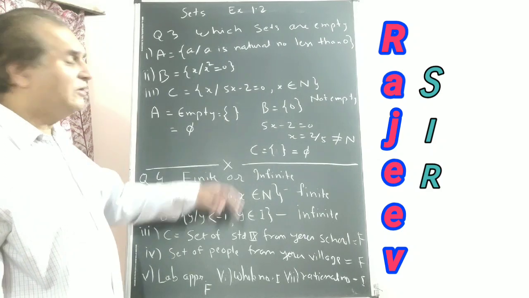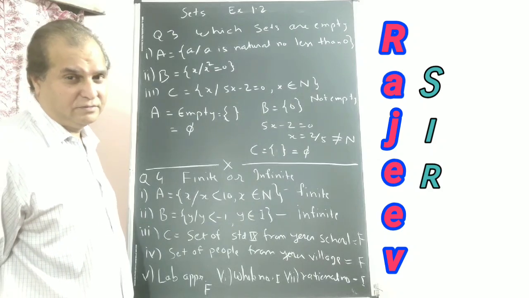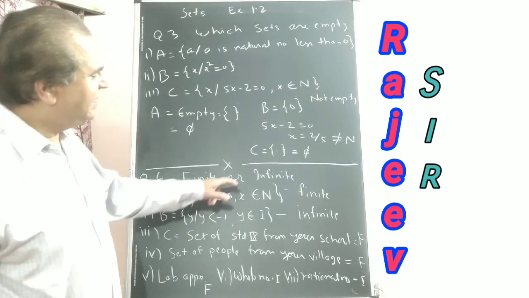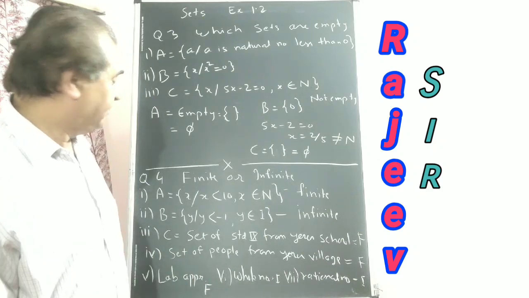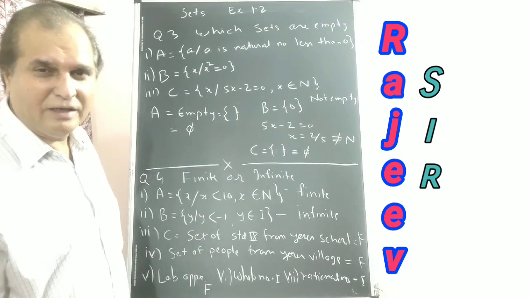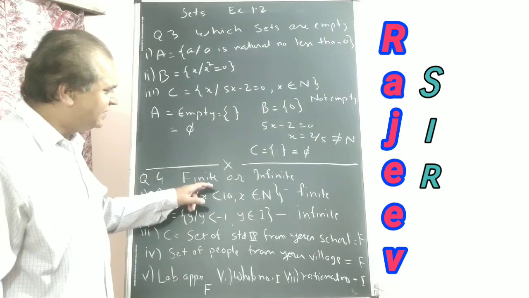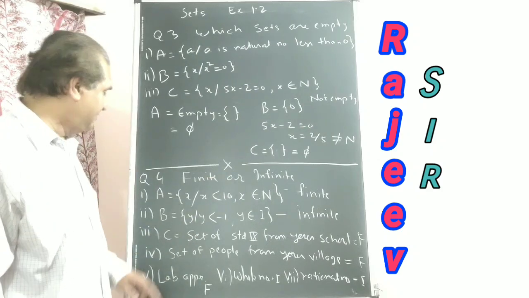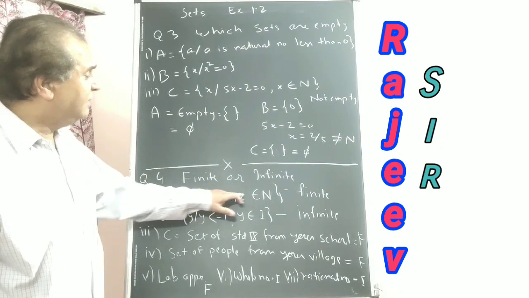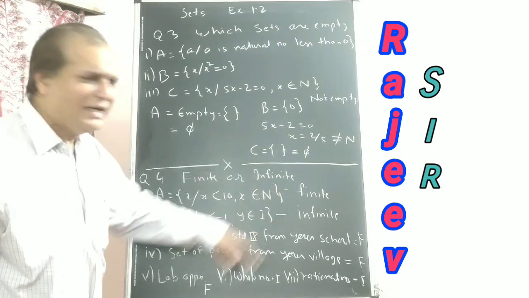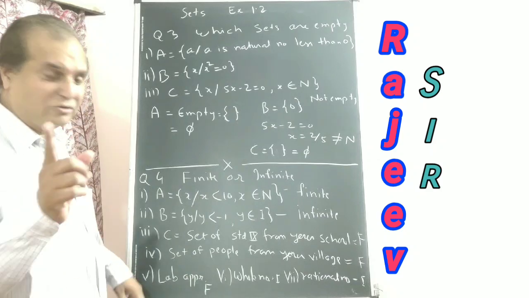Question 4. Finite or infinite set? A finite set means you can count. An infinite set you cannot count, it is beyond count. A few sets I will just discuss orally. They are just 1 mark sums, but you should know. If you can count, it is a finite set. If you cannot count, it is infinite. A: set of x such that x is a natural number less than 10. Simple. Finite. 1, 2, 3, 4, 5, 6, 7, 8, 9. You can count.